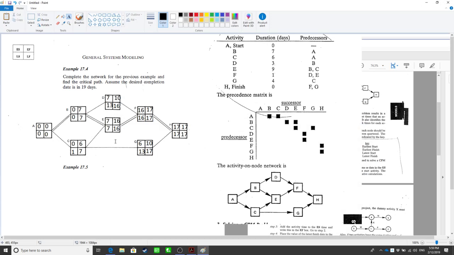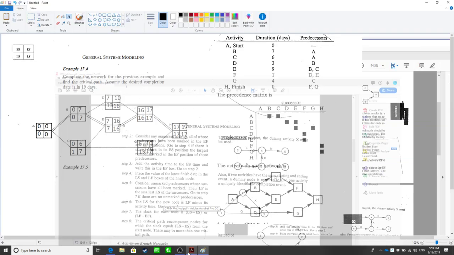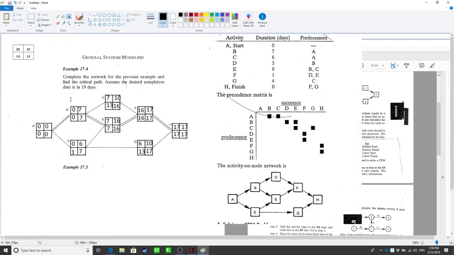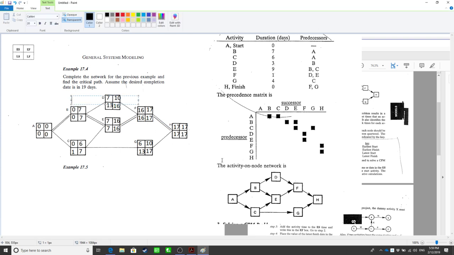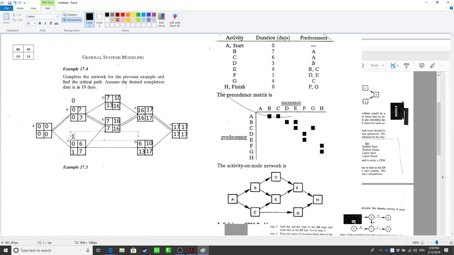So let's calculate the slack time for each node. Let's just use LS minus ES. So LS minus ES is the slack time of B. It's going to be 0, right? Because you cannot have slack time here. You just finish it. But the slack time of C is going to be 1.